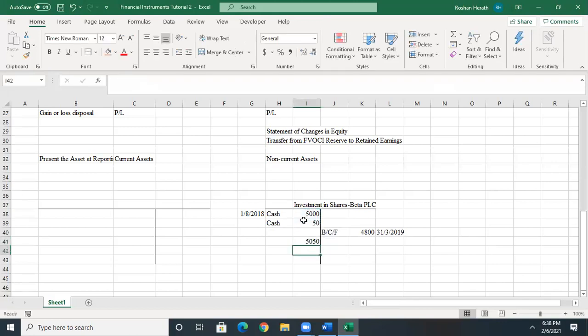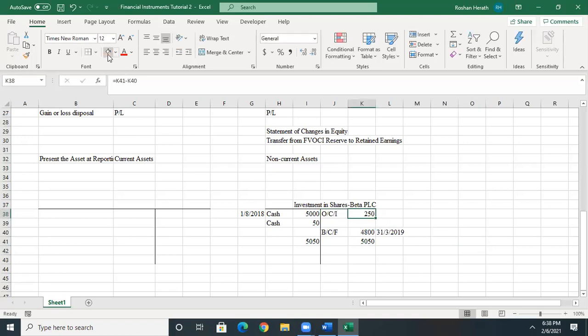So that particular loss should go to the other comprehensive income. There you can see the loss, it's going to be 250. So take that to the other comprehensive income. So it will eventually reflect in the reserves as well. So take it to a reserve.